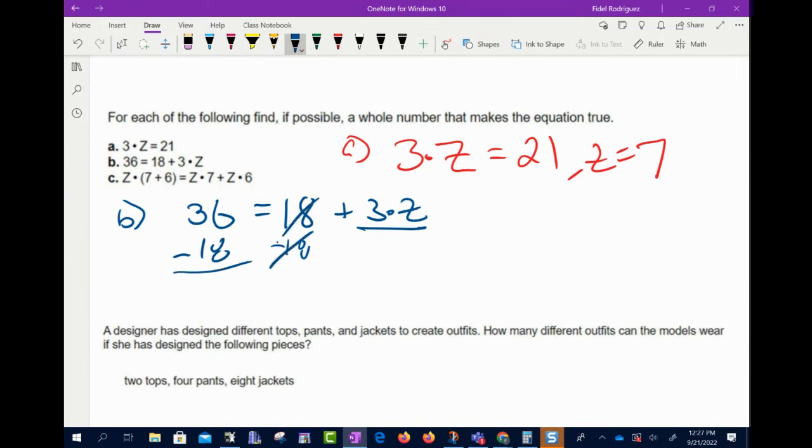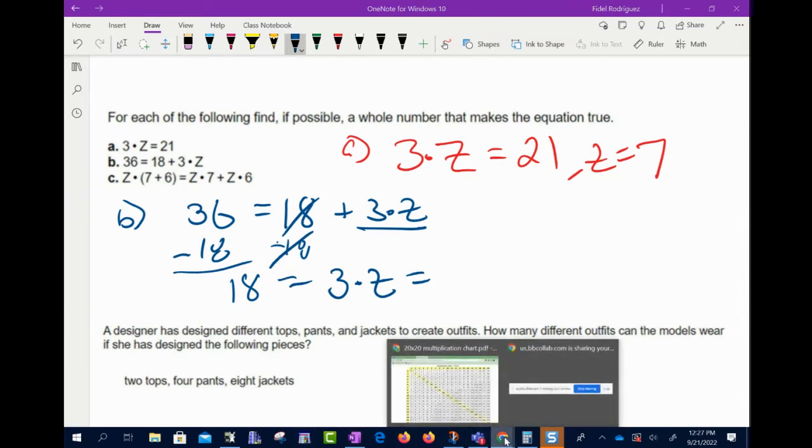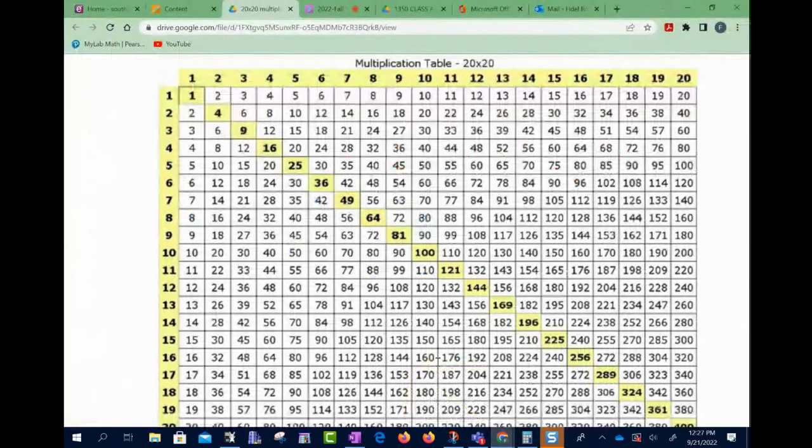And again, you would show your students how you want to subtract, if you want to do some kind of an adjustment. But we know that 36 minus 18 is going to be equal to 18. So now we have 3 times Z equals 18. Again, if I was showing this to younger students, I would come back to my multiplication table, come back to my 3, and scroll down until I find 18, and I would say, okay, look, I have to multiply 3 by 6 to get 18.